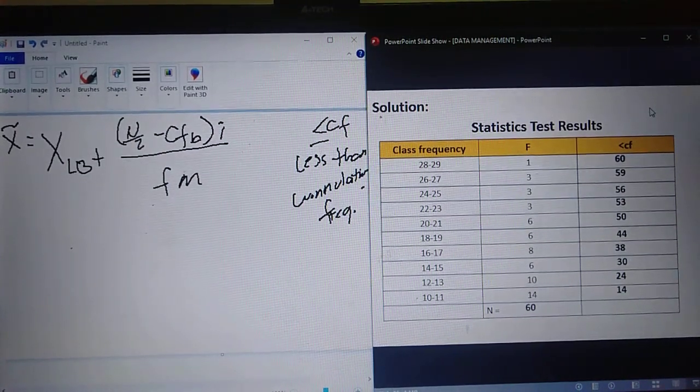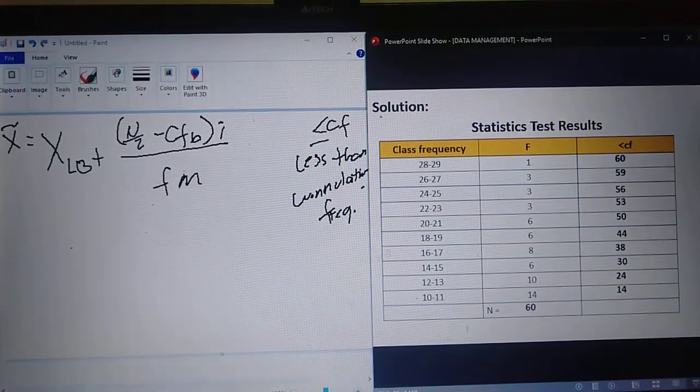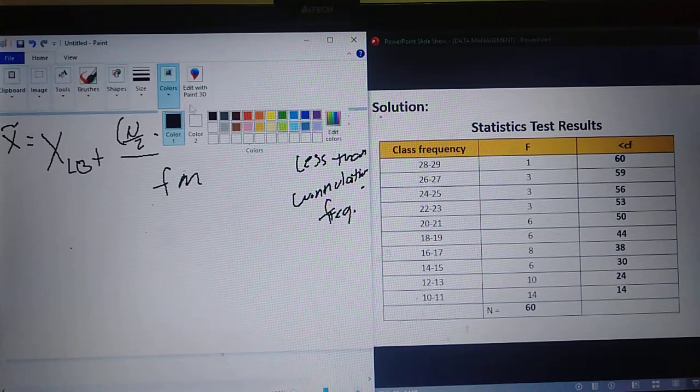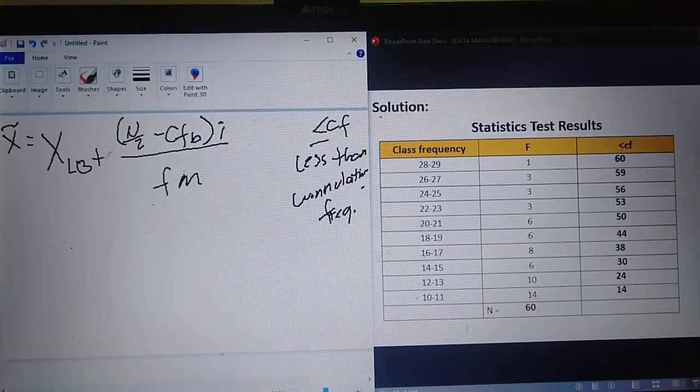Okay. So, since nahanap na natin, hanapin natin kung saan yung median class dyan. So, paano? First, gamitin natin to. Hanapin natin ito. Okay. So, yan yung first natin. So what is the n, our n? N is 60. N over 2 is 60 divided by 2 equals 30.